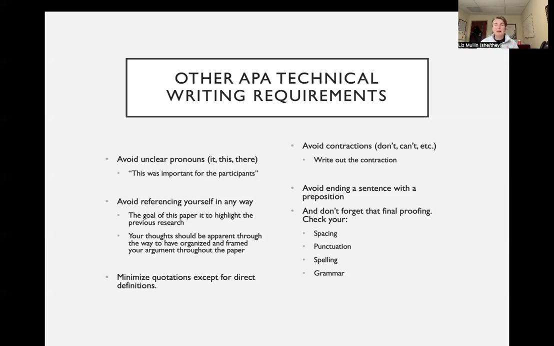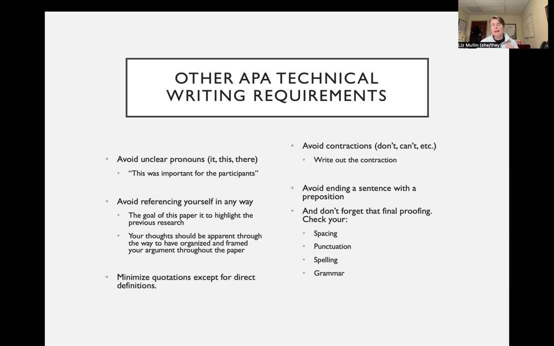For the sake of these kinds of papers, this is a research paper where the goal is to highlight other people's previous research, not necessarily your beliefs, your thoughts, your opinions. There are other types of papers where you can do that. So you're really going to avoid referencing yourself in any way. Instead, your own thoughts or beliefs might come into the way that you have organized the paper. It's your paper and you get to get your agenda across. But you do that in the way that you highlight what's the most important and you organize top to bottom how the paper is going to go.